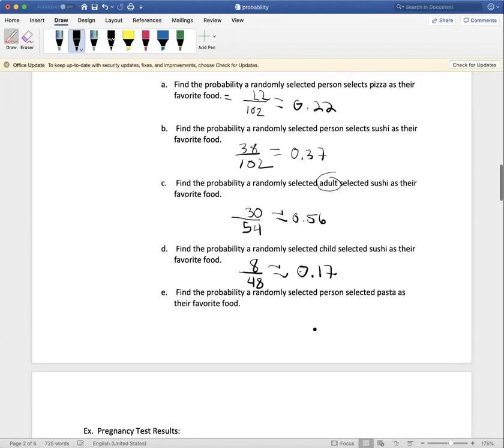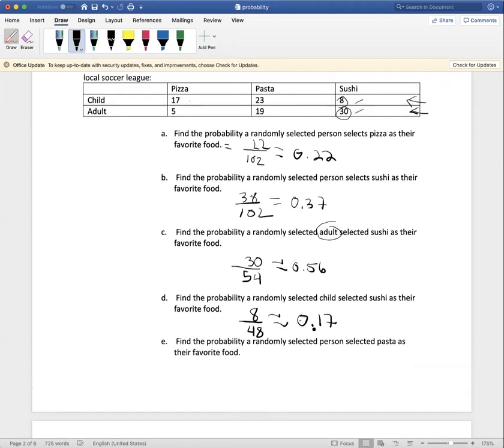For the last one, find the probability a randomly selected person selected pasta as their favorite food. So let's go over here. So again, our denominator is going to go back to 102 because we're dealing with a randomly selected person and not just a kid. Find the probability a randomly selected person selected pasta as their favorite food. So 23 plus 19. That gives us 42 out of 102. And let's see, that is approximately equal to 0.41.